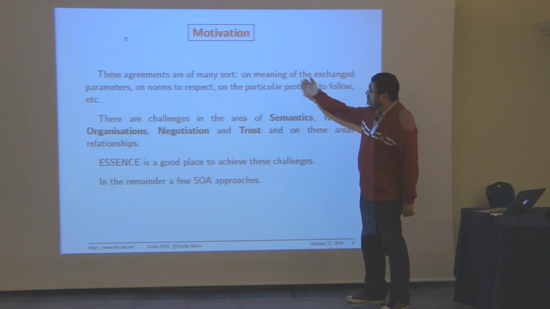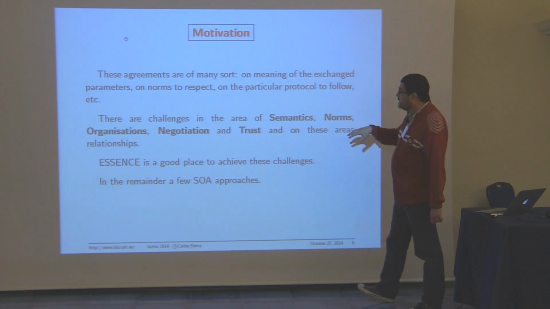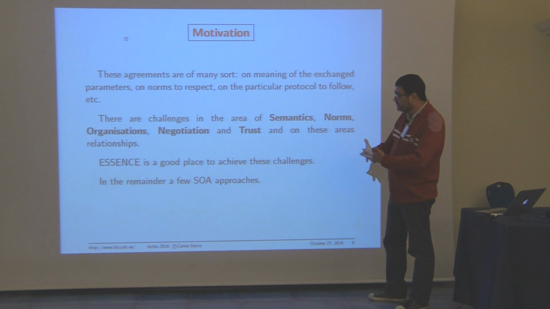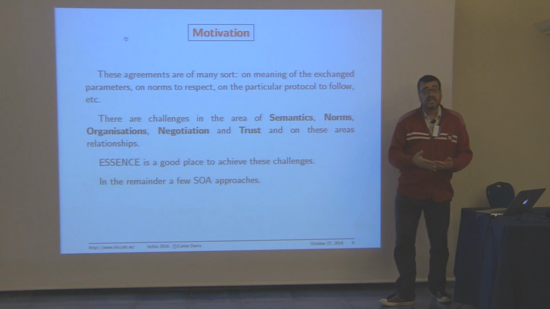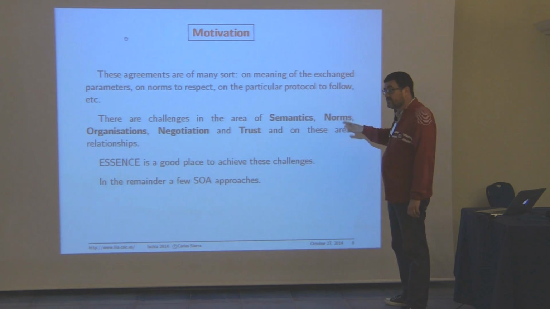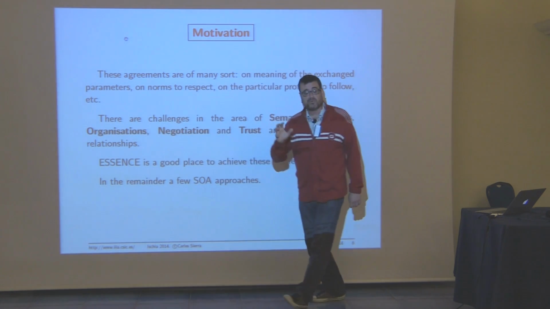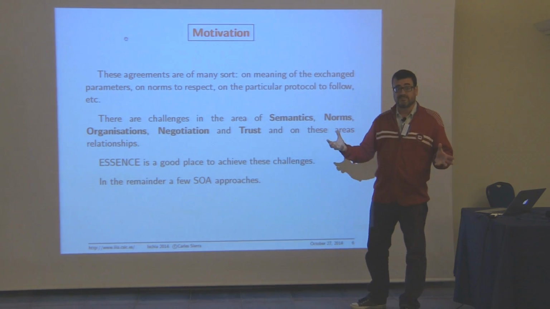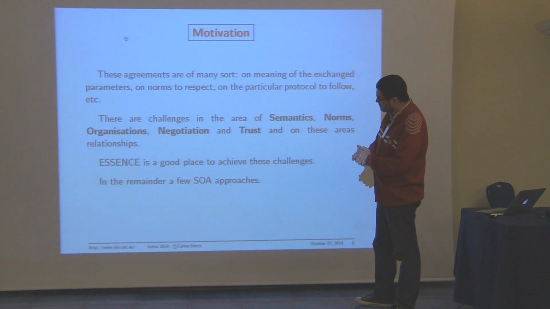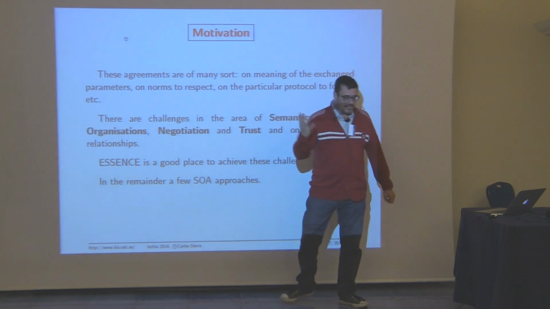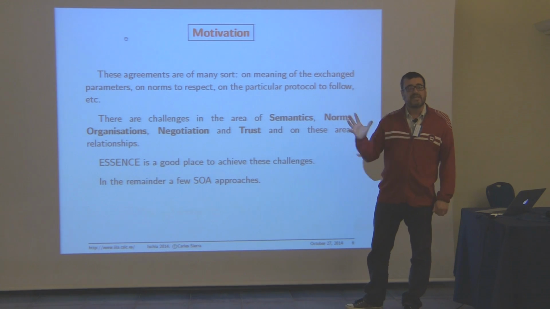So the challenges for getting these agreements as first-class citizens in computing are in many areas. Semantics, in order to reach agreements on meaning. Norms, in order to agree what are the restrictions on the behavior of the software components and humans. I'm not making a distinction between humans and software components. Organization, which is the way in which humans and components are going to organize themselves, who will have power over which, who can override decisions made by certain components.